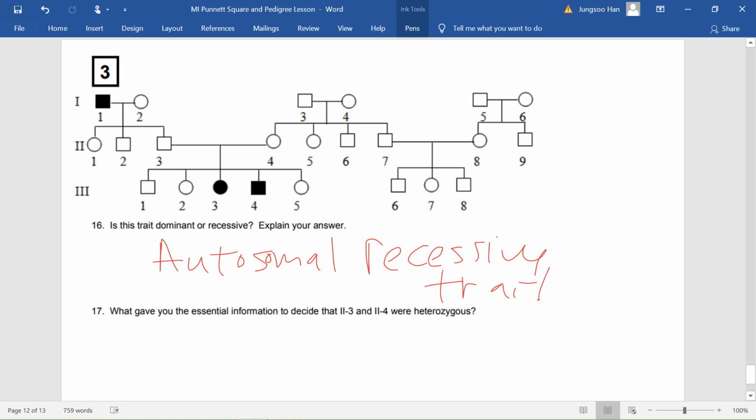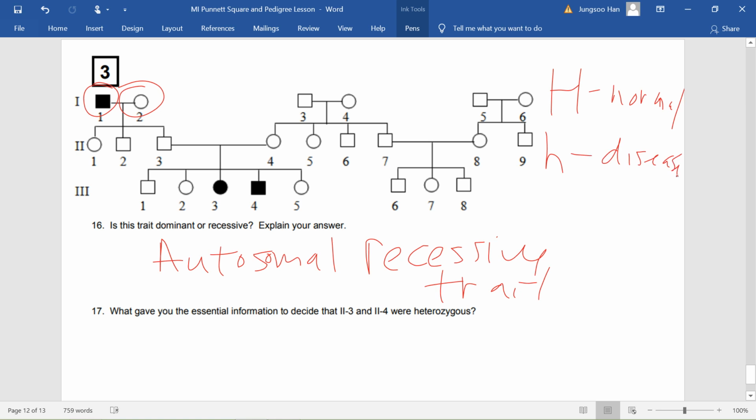And what gave you the essential information to decide that individuals 3 and 4 in generation 2 were heterozygous? So you've got to look at the parents, right? So this one and that one. If individual 1 is colored, that means they have to have 2 recessive alleles, because we've already said that this is an autosomal recessive trait. So let's use any letter. I like using the letter H. Big H is normal, little h is whatever disease we're talking about here.